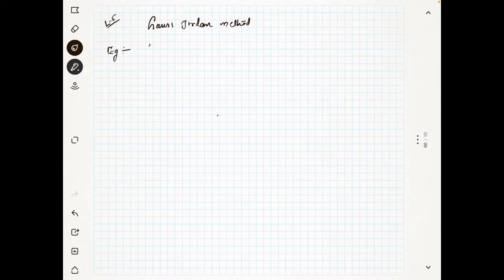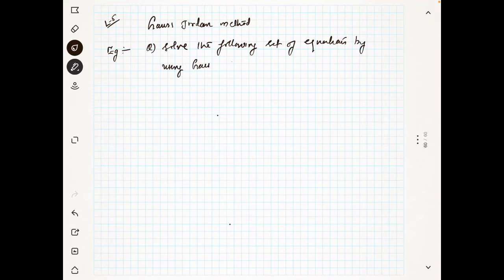So the question is to solve the following set of equations by using Gauss-Jordan method. Okay, so for the exam I will be specifically giving you the method, so you have to solve it by using that method. If you solve it by using another method, you will not get any marks. Okay, now I will write the equations.